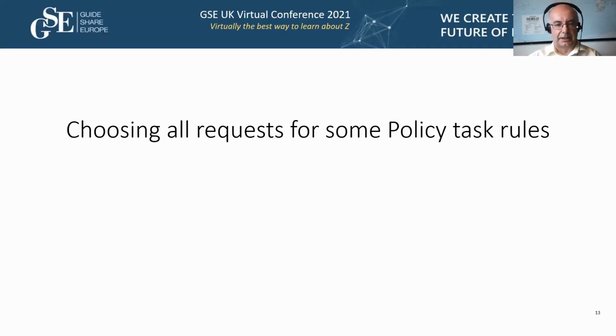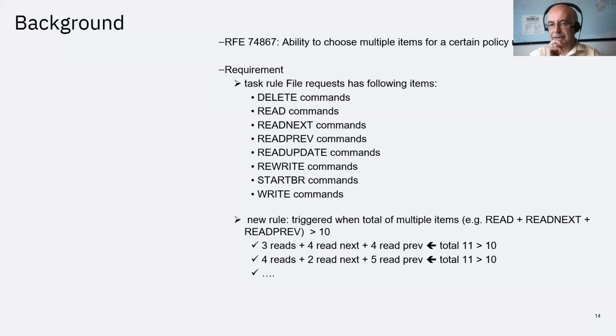Moving on again, choosing all requests for some policy task rules. This is a requirement that came in for the ability to slightly tweak. This particular customer was particularly interested in file requests. And the task rule at present, or prior to this change, allowed you to select a request.